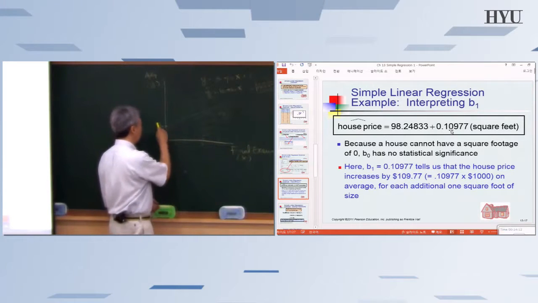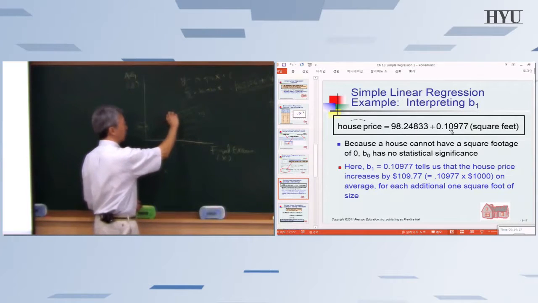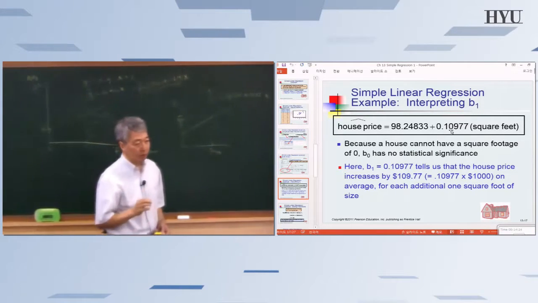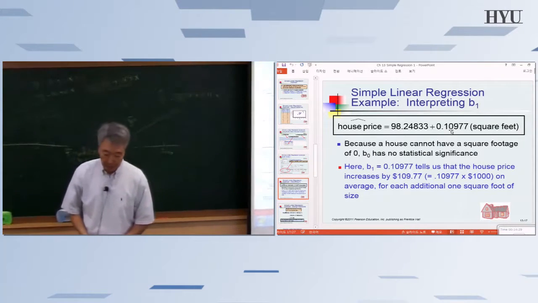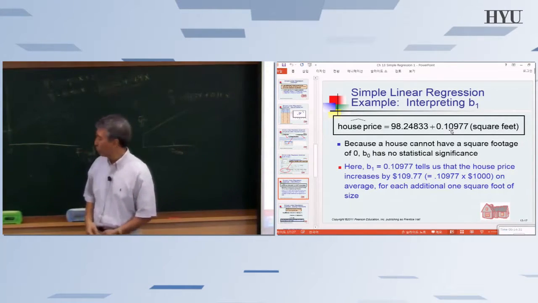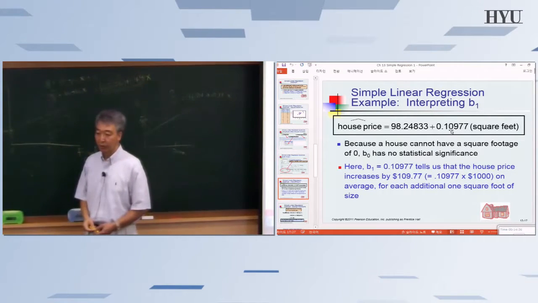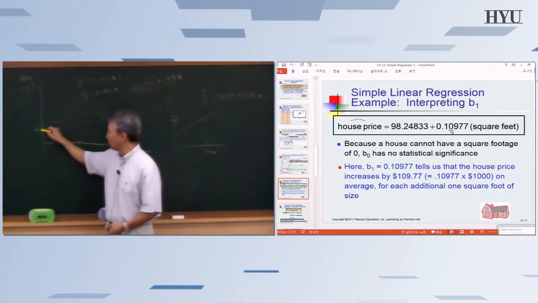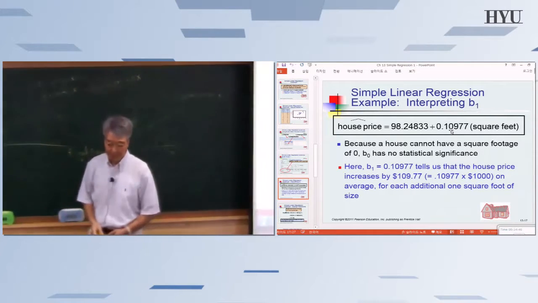So we need the intercept to determine the height of the regression line. Once you have the slope and intercept, you have determined one single particular regression line, and then you can make a prediction. However, again, don't try to interpret the meaning of the intercept. It has no meaning. The only function of the intercept is determining the height of the regression line, okay?